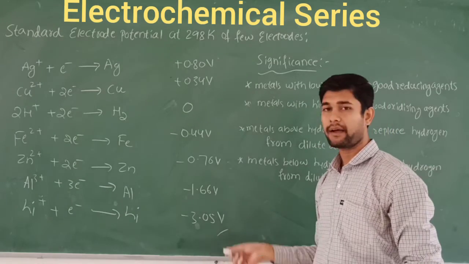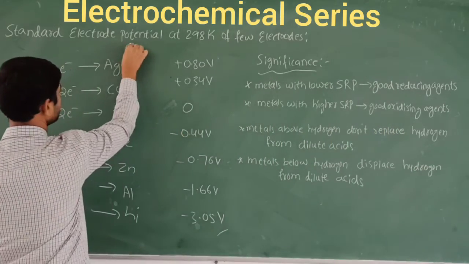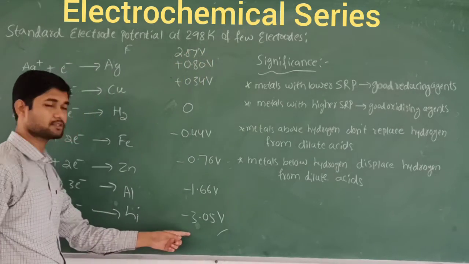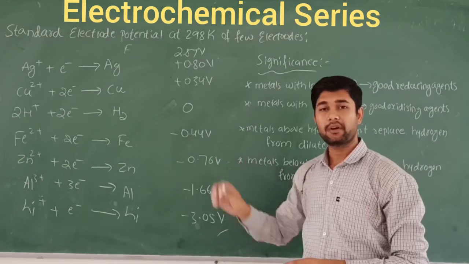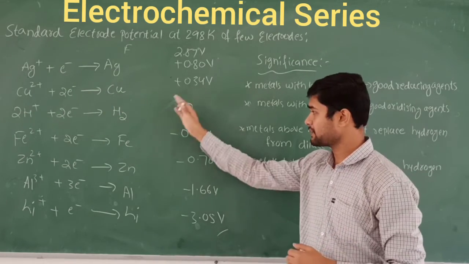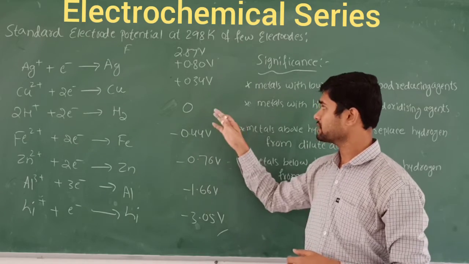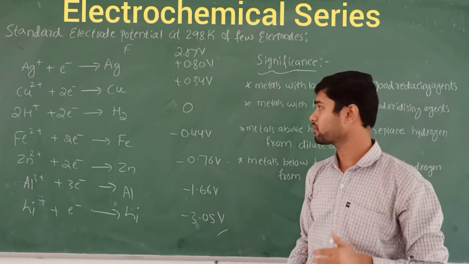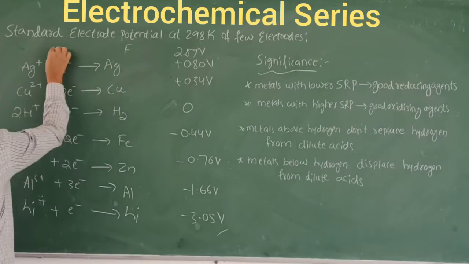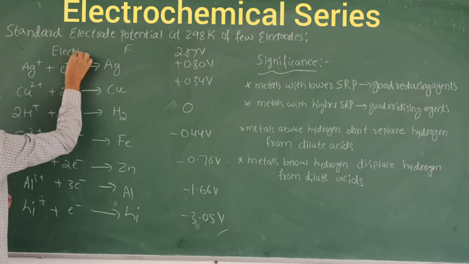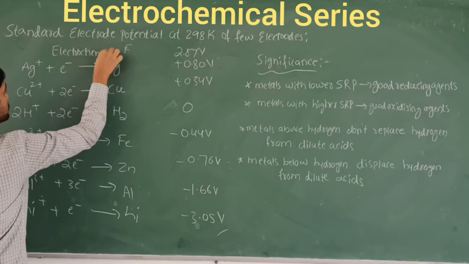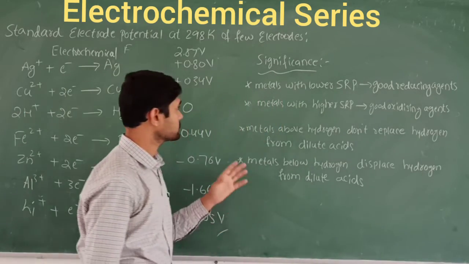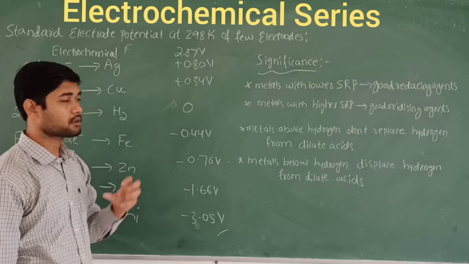So this is the lowest one, and the highest one is fluorine. Fluorine is around 2.87 volt. That is the highest, and the lowest is lithium. We are going to call this the electrochemical series. This type of arrangement of the metals in the decreasing order of their SRP, that is standard reduction potential, is called the electrochemical series. Let's see the significance of the electrochemical series.